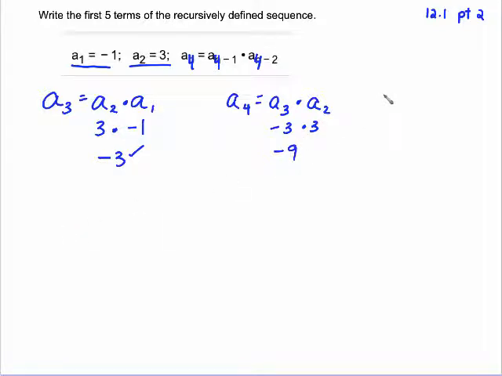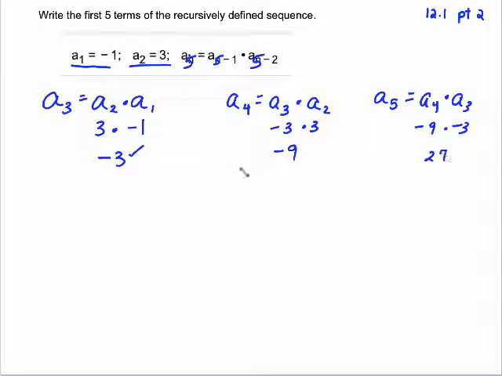To find a sub 5, I will plug 5 in here once I do this erasing. Put 5 here, here, and here, which gives me 5 minus 1 is 4, a sub 4, times a sub 3. A sub 4 was negative 9, a sub 3 was negative 3, which gives me 27.